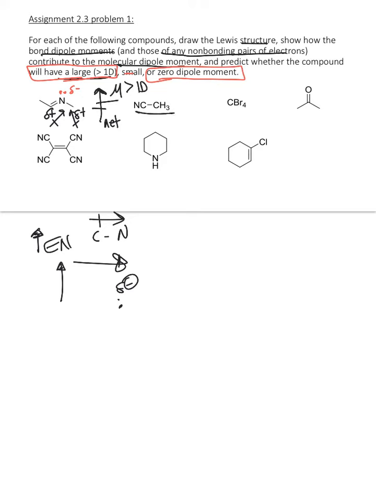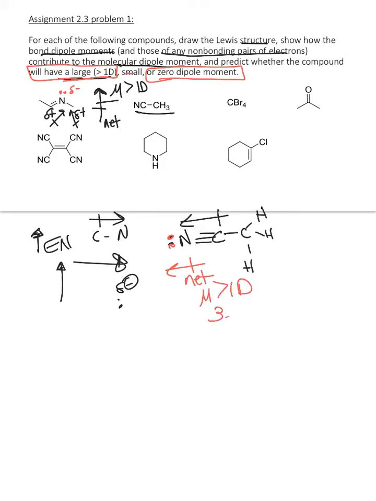Okay, this compound here is acetonitrile, so you need to go ahead and draw out the full Lewis structure here. Between carbon and nitrogen, it's going to go towards the nitrogen. Nitrogen has a lone pair, so this is going to be your net dipole, and it is greater than 1 D. I think it's like a 3.96. A lot of your solvents are going to have a large dipole.